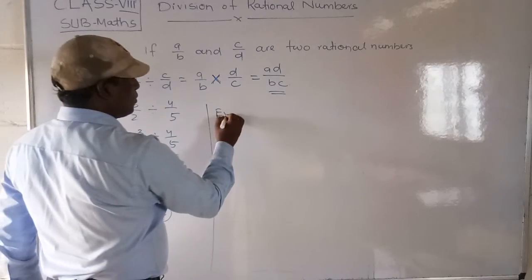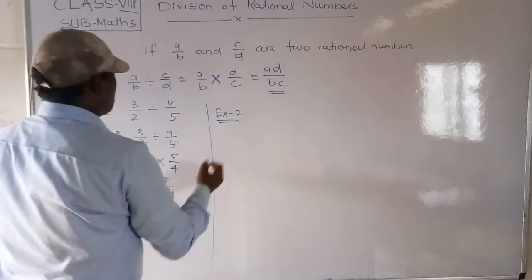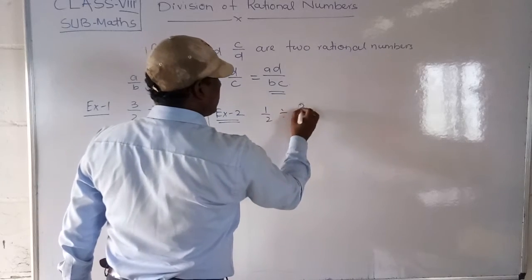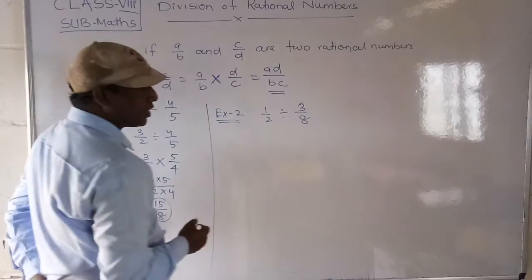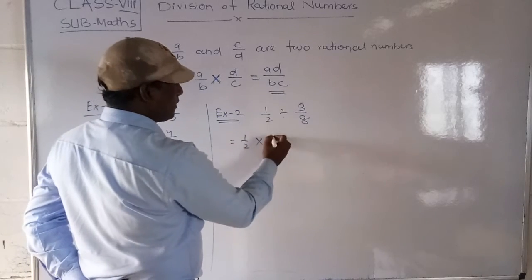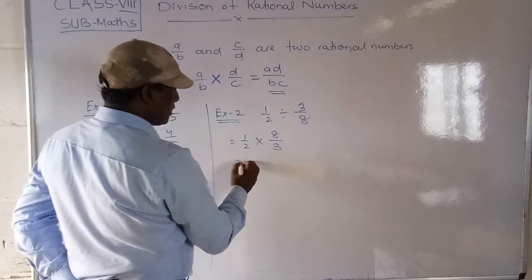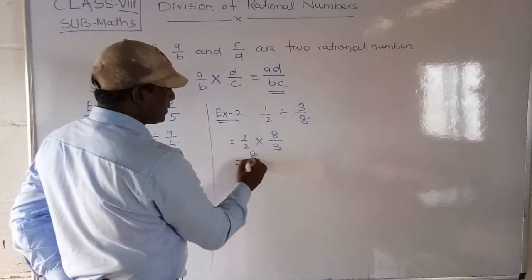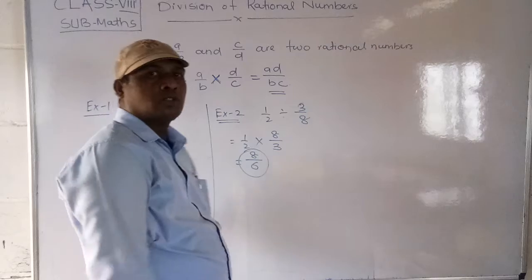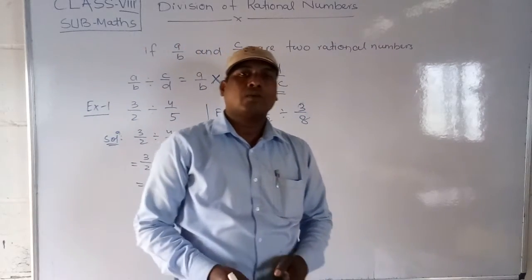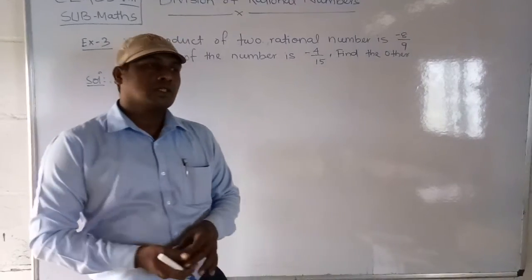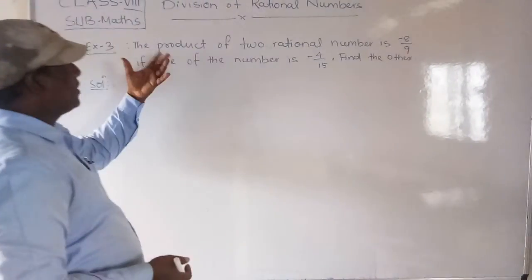We will take example 2. Suppose 1 by 2 divided by 3 by 8. What will come? See, 1 by 2, and the reciprocal of 3 by 8 is 8 by 3. Now multiply: 1 into 8 is 8, 2 into 3 is 6. This is our answer. Okay friends, so we will see the next example. We have discussed that. We will take one more example.